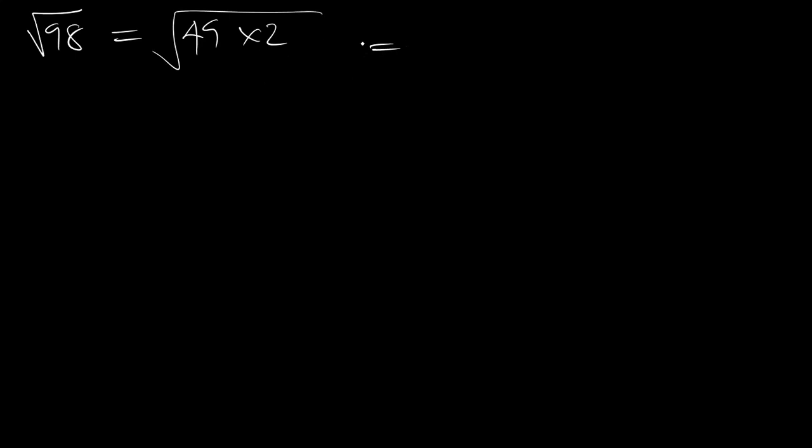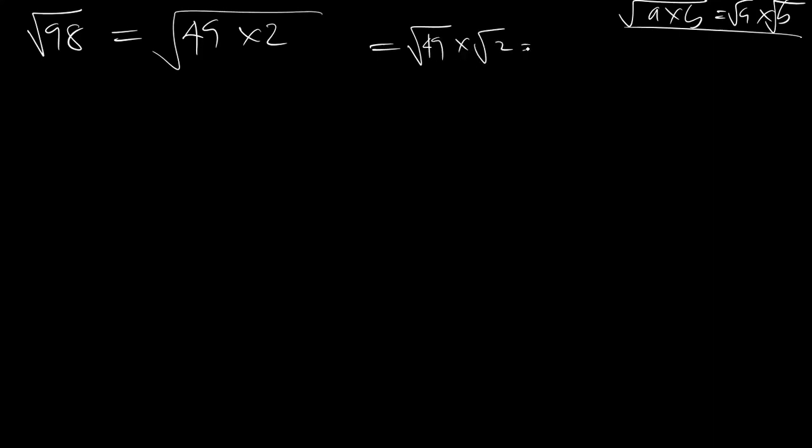Now let's do some other examples. Say they gave you the square root of 98. 49 times 2 will give you 98. Now applying the surd rule, the square root of 49 times 2 is the same thing as the square root of 49 times the square root of 2, which is 7 root 2. So this is the basic form of the square root of 98.